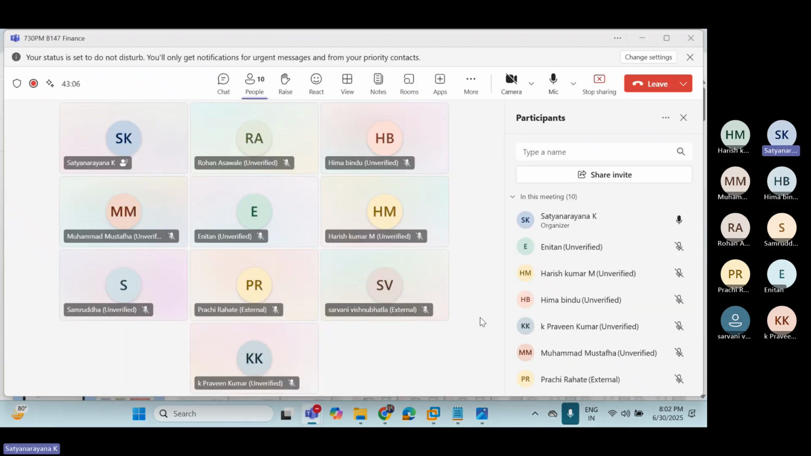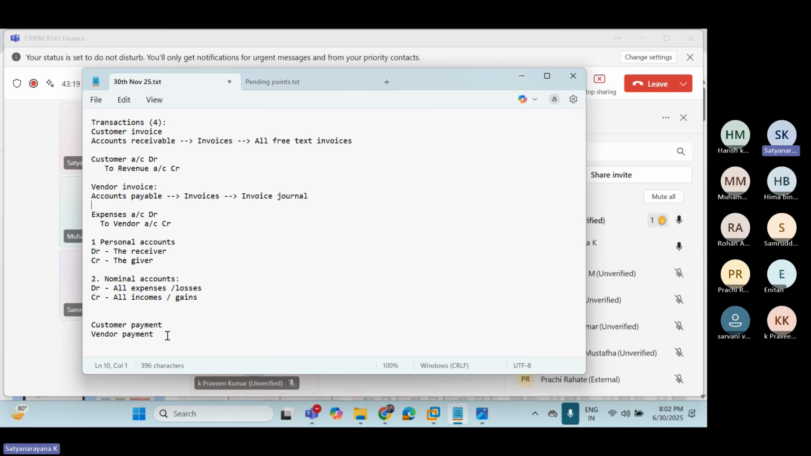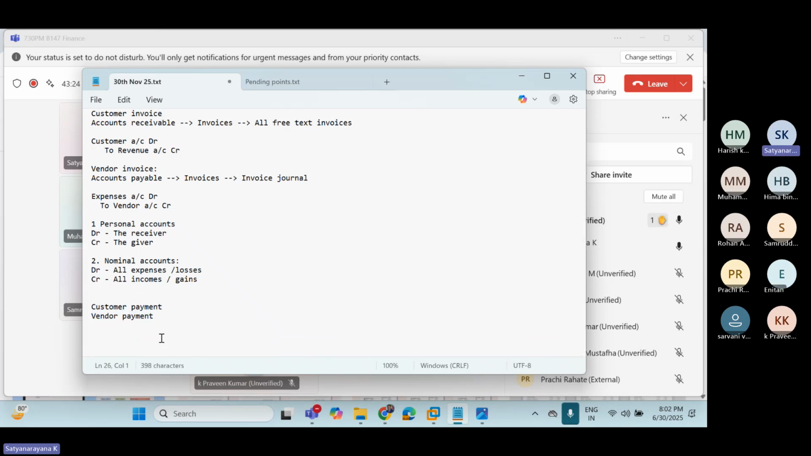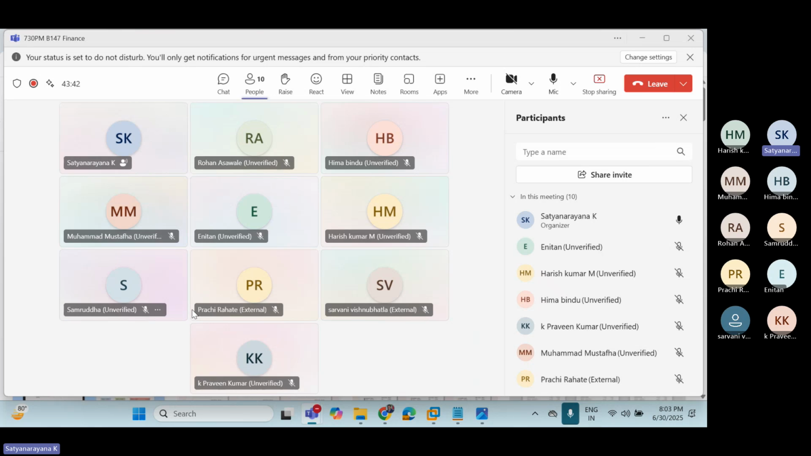Any confusions? Anyone? Quick one, Satya. Hi. Yeah. So we've fulfilled two golden rules, not the third one, just the first two. The third one we will use for customer payment and vendor payment. The third golden rule is real accounts. This real accounts rule we are going to apply on the customer payment and vendor payment. Okay. All right. Thank you. Fine. Any more questions, please? Anyone?